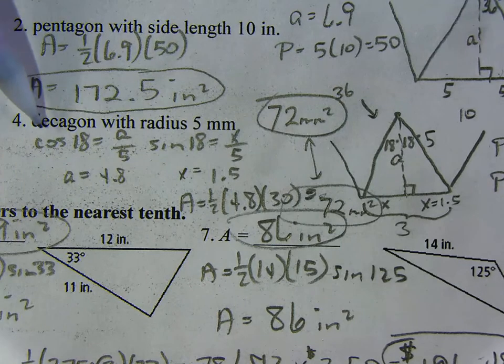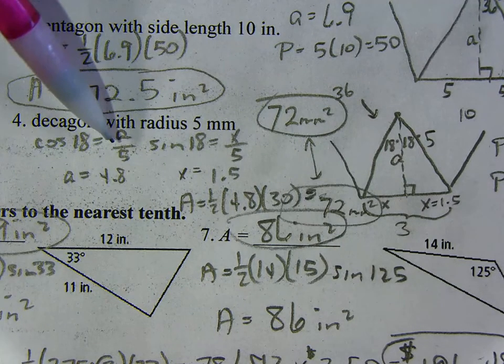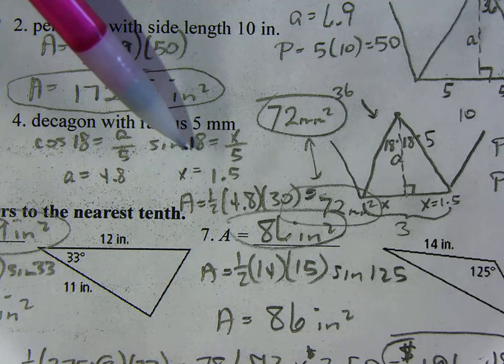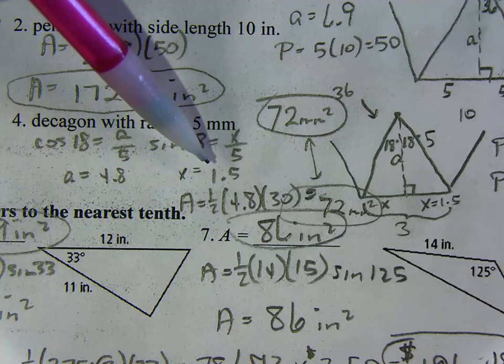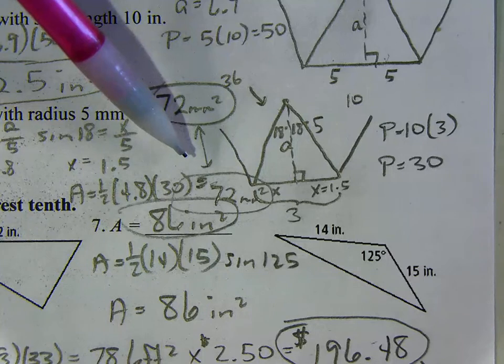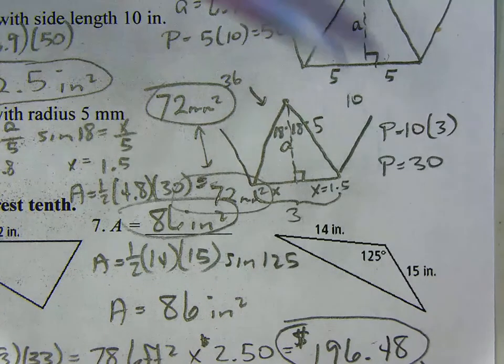Cosine to find the apothem: cosine of 18 is a over 5, so 4.8 is what I rounded it to. For the length of the side, the sine of 18 is x over 5, and I got 1.5. So if that's 1.5, the length of the side would be 3, and so over here I said the perimeter would be 10 times 3, which is 30.